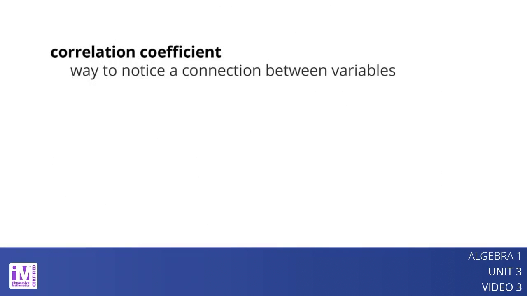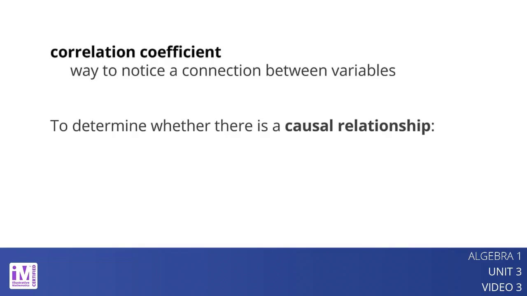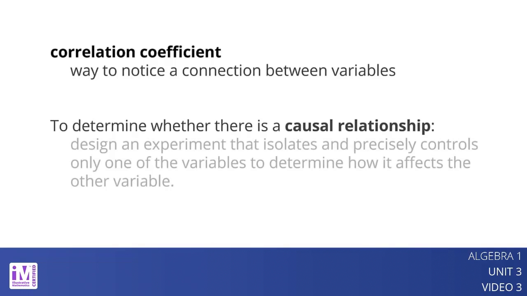Finding relationships with the help of the correlation coefficient is a very good way to notice that there is a connection between variables. To determine whether there is a causal relationship, the next step is usually to carefully design an experiment that isolates and precisely controls only one of the variables to determine how it affects the other variable.